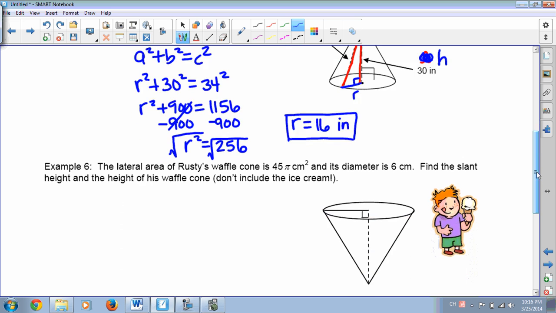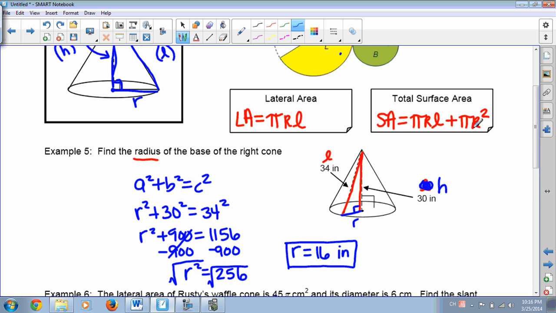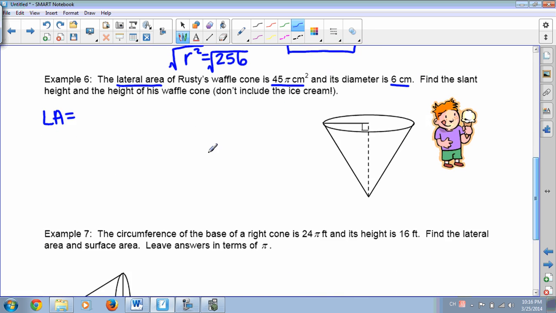Okay, let's move on and look at number 6. We're finding that the lateral area of this waffle cone is 45 pi centimeters squared, and its diameter is 6 inches. Find the slant height and the height of this waffle cone, not including the ice cream. The first thing given to us is our lateral area, and from our formula, lateral area is pi r l. Another thing given to us is the diameter, the distance all the way across. If our diameter is 6, then our radius is 3 because it's half of 6.